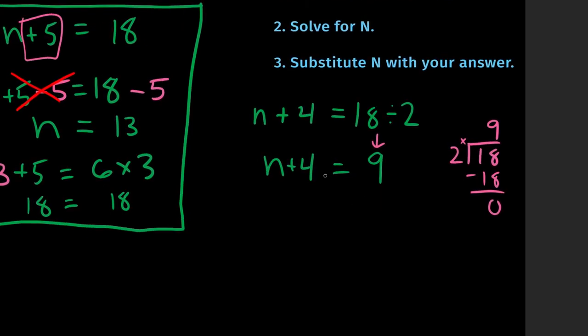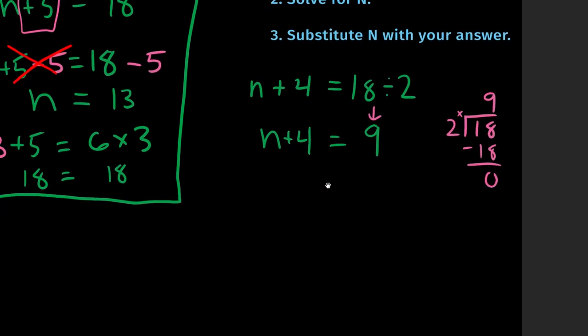Now I'm asking myself, what number plus 4 equals 9? I know all of you can do that really quick in your head, and you just want to jump to n equals 5. Okay, we can't do that. We have to do some more steps. I know it's kind of cumbersome, but it'll be good practice for you later on.